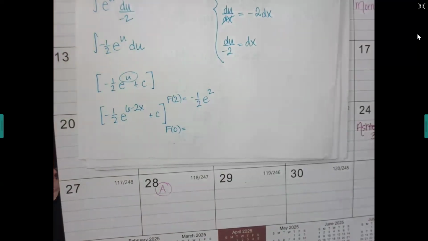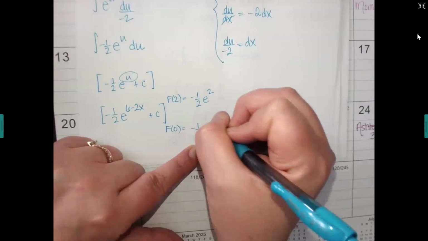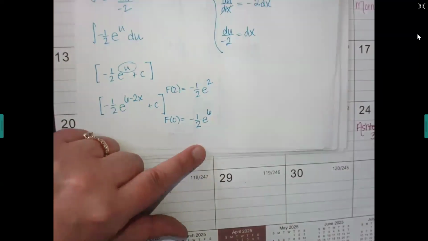Next one, we're plugging in a 0. So my 0 is going to go right there. 2 times 0 is 0. Take it away from 6. What's going to be left? Negative 1/2 e to the 6.